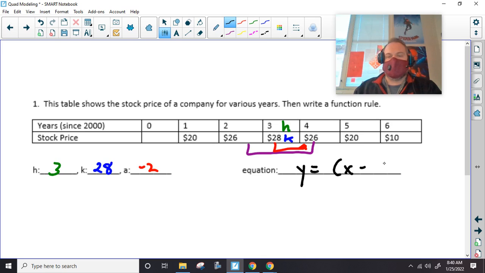So, now, I have these set up, the H, K, and A, in this order because that's usually how you find it. A is actually the last thing you find in these situations.